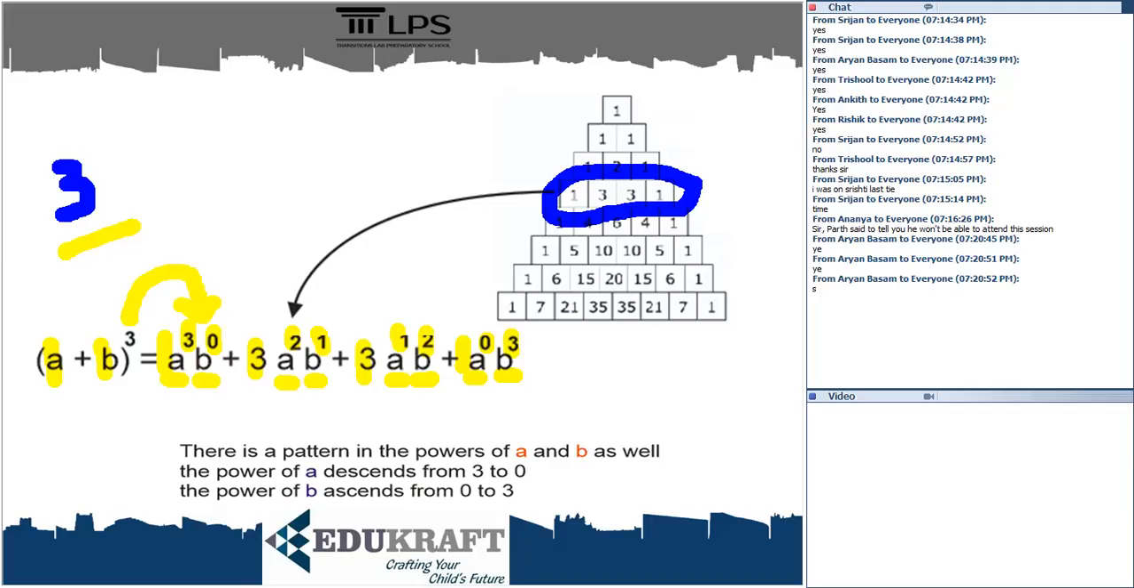So it's written here that there is a pattern in the power of A and B as well. The power of A descends from 3 to 0, and the power of B ascends from 0 to 3. Okay, so what I will finally get after cleaning up and simplifying everything is A cube plus 3A square B, sorry about that, it should be plus 3AB square plus B cube. So the final expansion of A plus B the whole cube is A cube plus 3A square B plus 3AB square plus B cube. Okay, that is going to be the final expansion of A plus B the whole cube.